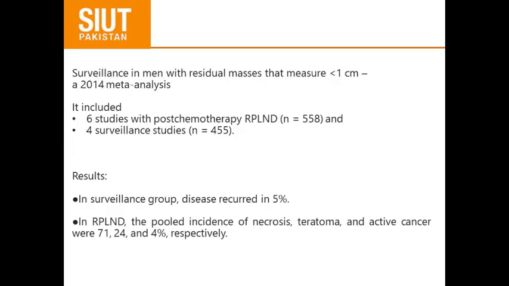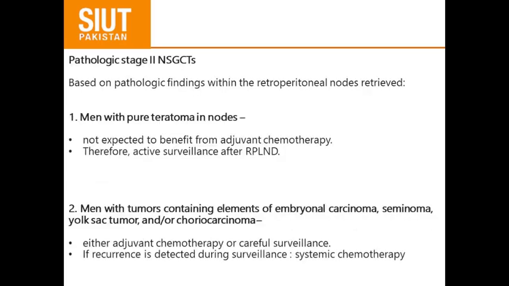Surveillance in men with residual mass less than 1 cm is also supported by a meta-analysis which was done in 2014. It included a total of 10 studies, 6 studies with post-chemotherapy RPLND and 4 surveillance studies. In the surveillance studies, disease recurred only in 5% of the cases, whereas following RPLND there were some complications, which were obviously not seen in the surveillance group.